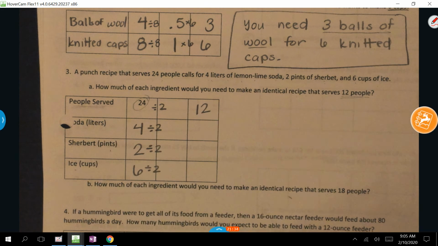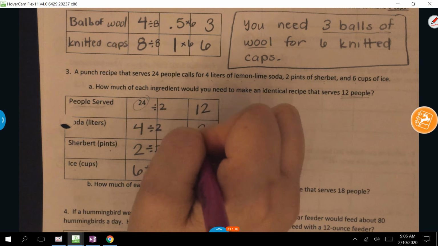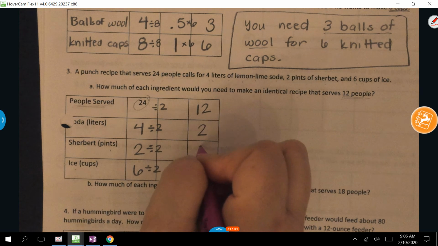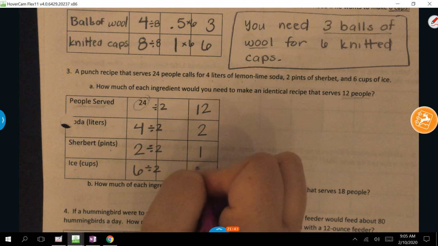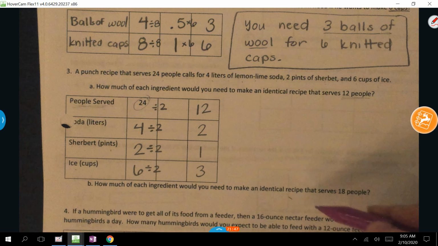So 4 divided by 2 is? 2. 2 divided by 2? 1. And 6 divided by 2? 3. Okay.